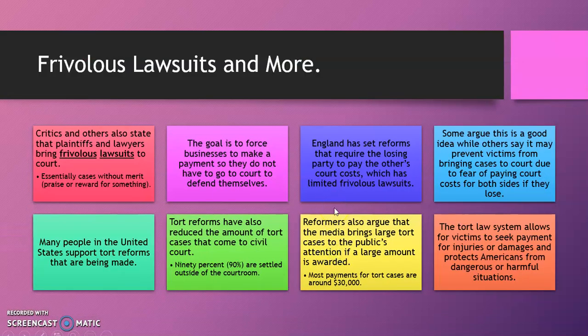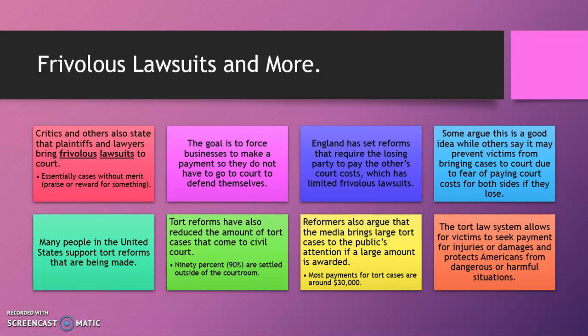Frivolous lawsuits and more. Critics and others also state that plaintiffs and lawyers bring frivolous lawsuits to court, essentially cases without merit. So basically, is it something that we really need to be suing somebody else for, or are they kind of making a big deal out of this? And again, I'm not trying to say somebody's pain and suffering isn't more or less important than somebody else's, but could this maybe be settled in a different way than going to court?